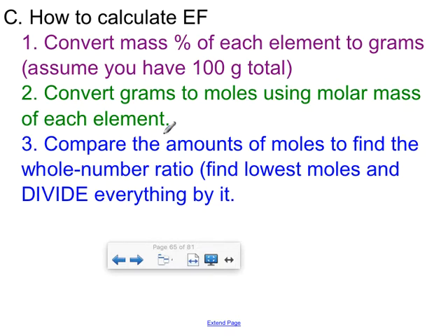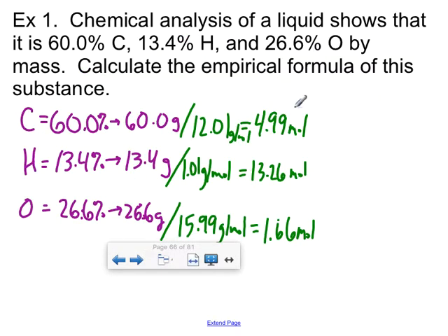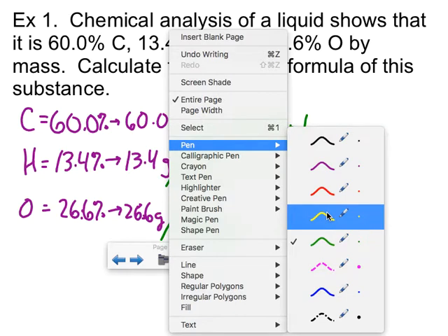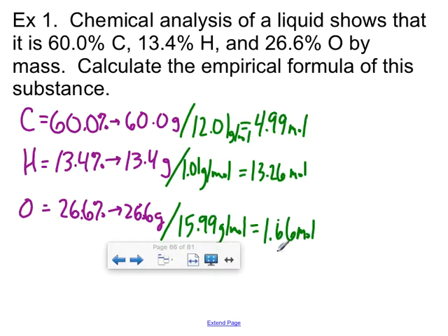All right, now if I go back for the third step, okay, so we've done that, we're 66% done. Compare the amounts of moles to find the whole number ratio. Find the lowest moles and divide everything by it. So looking at these three values, 4.99, 13.26, and 1.66, which one of these is the lowest? And you'll say, hey, this one is, okay? So you're going to divide every single number by this value, this 1.66.